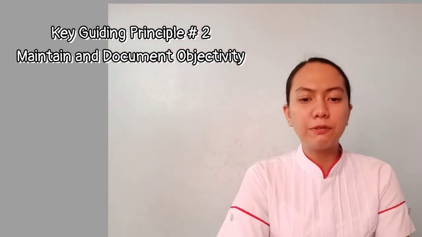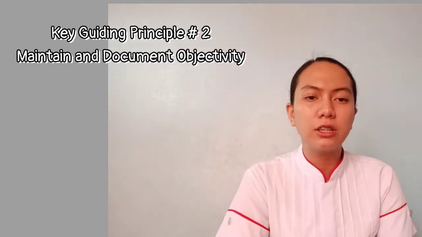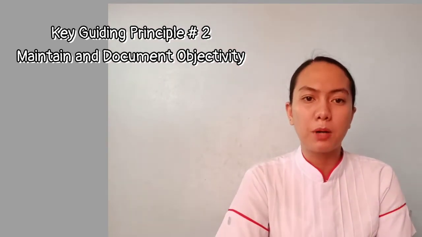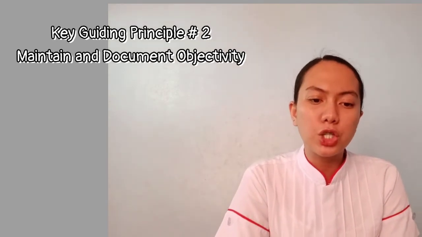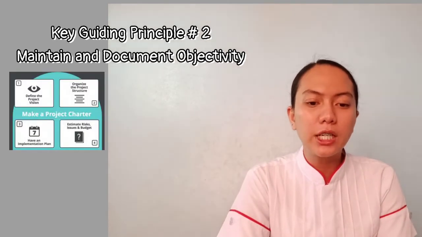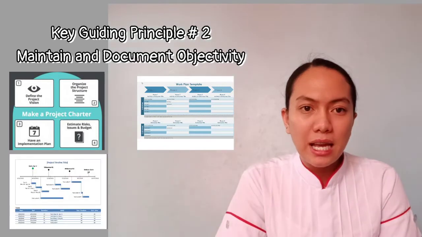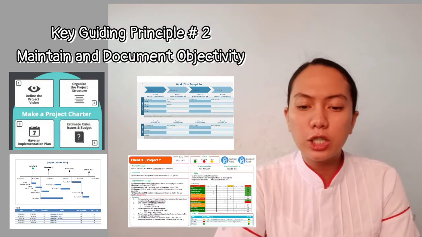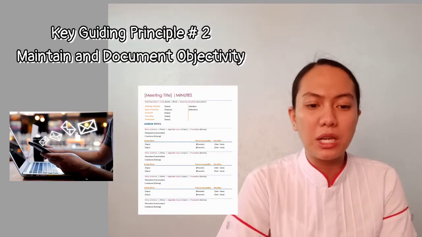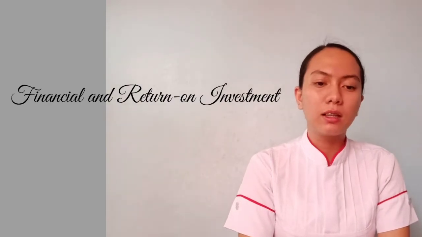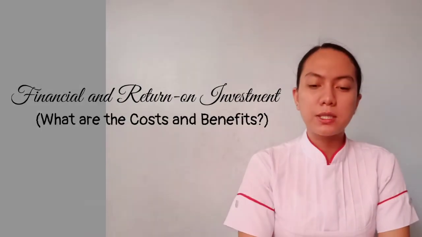It is necessary for those who lead efforts to maintain and document objectivity throughout the process. This documentation would include a project charter, a work plan, timelines, status reports, correspondence, and meeting minutes to name a few. Under this key guiding principle is the fourth key strategic consideration, or the financial and return on investment. What are the costs and the benefits?